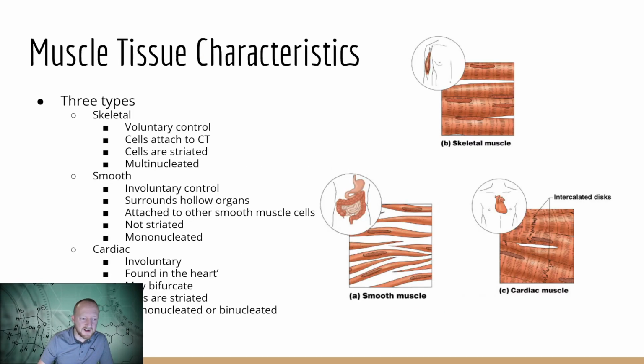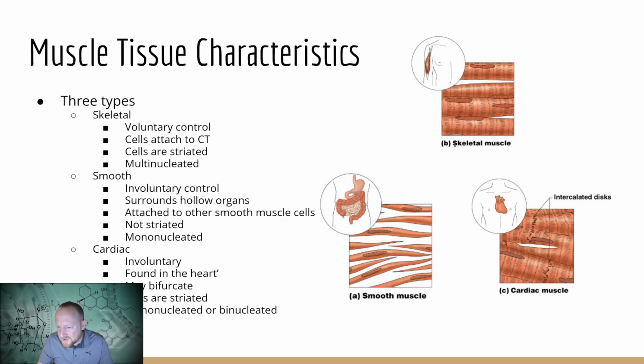Muscle tissue providing movement. So we have 3 types. And remember at the beginning I said internal and external movement. So you can think of skeletal muscle as kind of external movement, smooth muscle, and cardiac muscle providing internal movement. When we talk about skeletal, it's voluntary control, cells attached to connective tissue, cells are striated, and they are multinucleated.